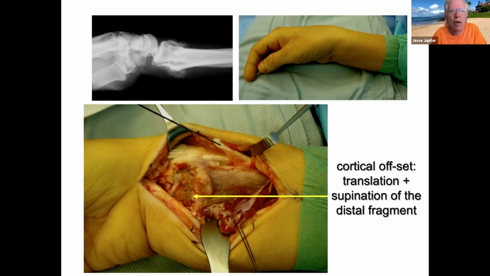Something I learned the hard way is if the Lister's tubercle was not fractured and still intact, when you bring down that displaced distal fragment, you may make that Lister's tubercle very prominent. And we had a series of patients who ruptured their EPL by attrition over that Lister's tubercle. So it's worth nibbling that down as well.